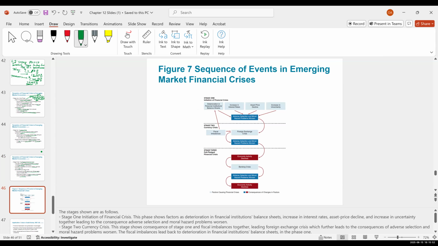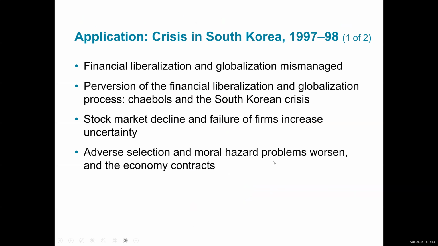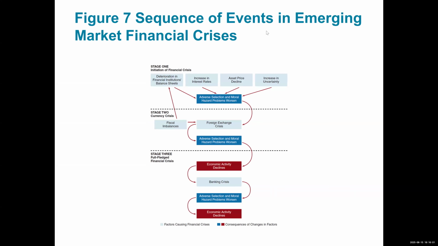So when I put this in a diagram, similar to the one for advanced economies, in a more spiral diagram, you see the stages of what we talked about in developing or emerging markets. You can see that it starts with stage 1, and then goes to stage 2, the foreign exchange crisis, where the currency loses value. Then that's going to lead to economic activity declining, banking crisis, all those kinds of things. Okay, a full-fledged crisis like stage 3 that we described.